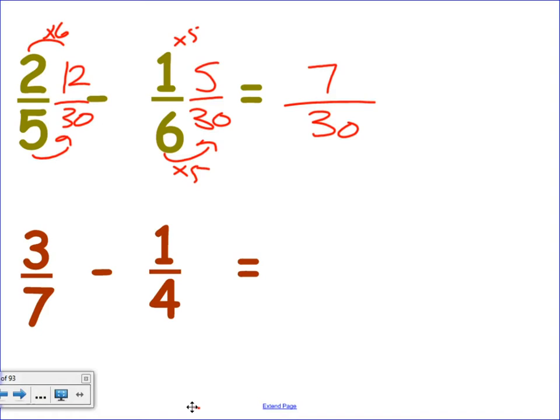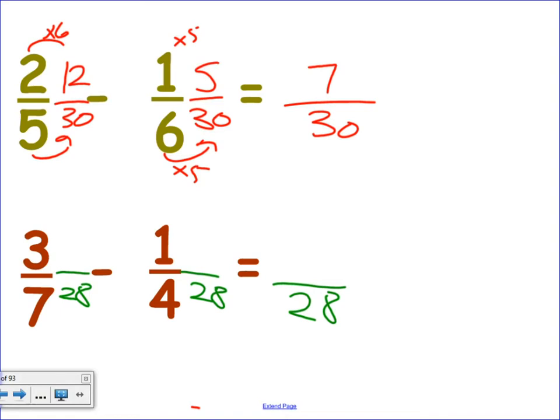What's my common denominator? 28. We like 28. Let's use 28. So I'm going to convert 3/7 into something over 28 and 1/4 into something over 28. So what have I done to get from 7 to 28? I multiplied it by 4.